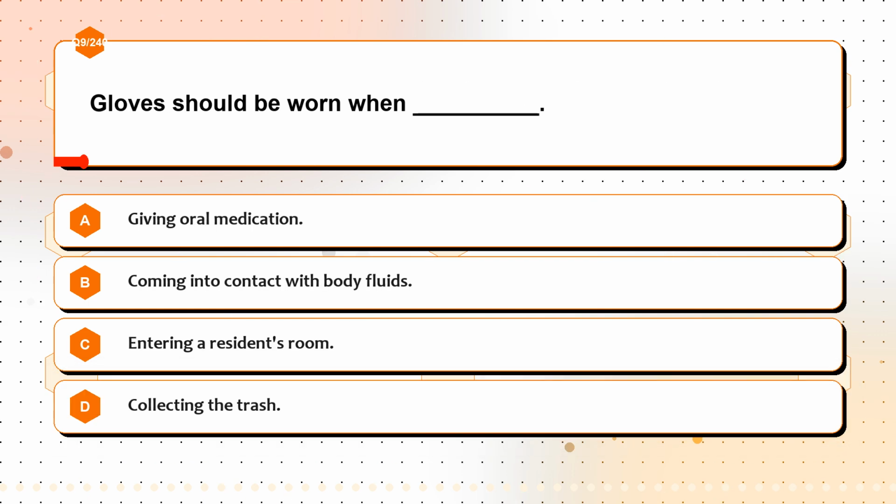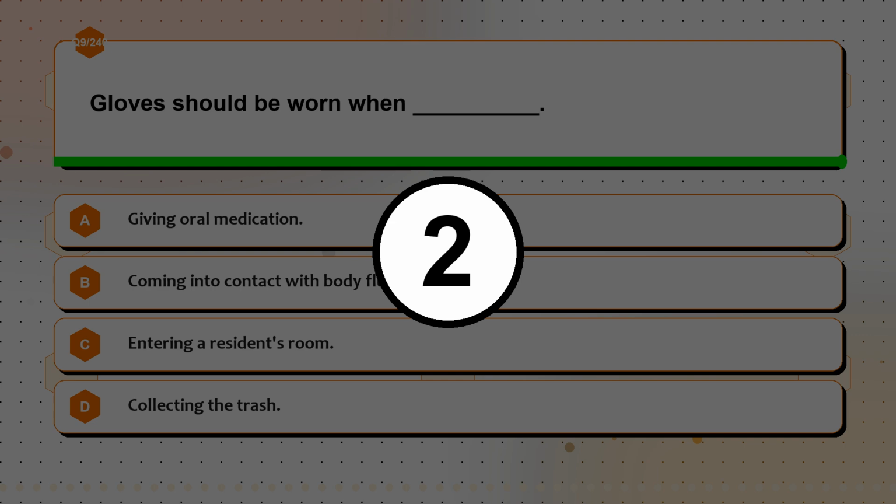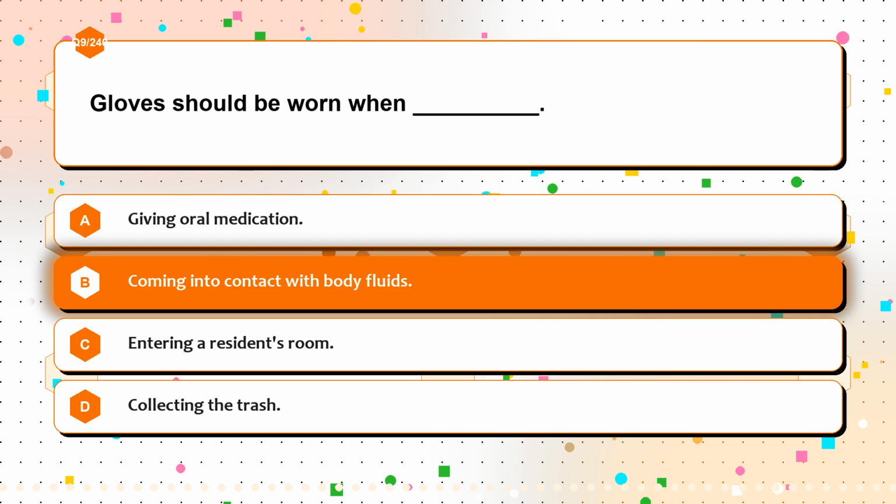Question 9. Gloves should be worn when blank. Here are the options. Option A, giving oral medication. Option B, coming into contact with body fluids. Option C, entering a resident's room. Option D, collecting the trash. The correct answer is option B, coming into contact with body fluids.